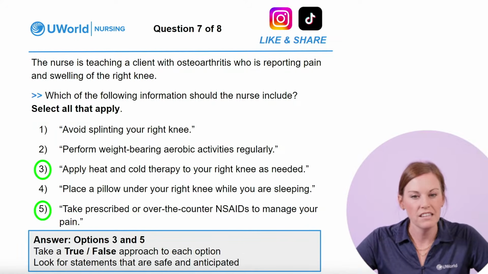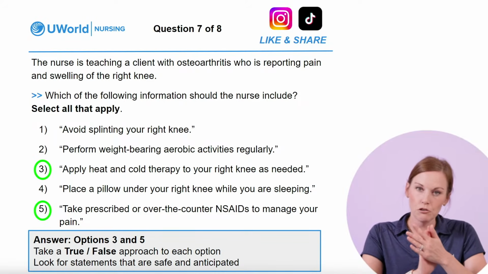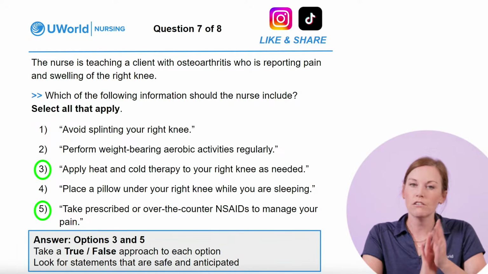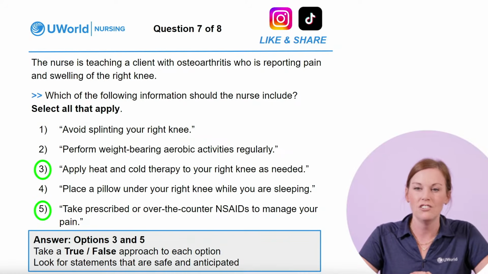All right, so our correct answers on this one are going to be options 3 and 5. So again, select all that apply. General rule of thumb, we're going to take a true-false approach to each option. We're going to look for the options that are safe and anticipated, indicated, things we should do for the condition.